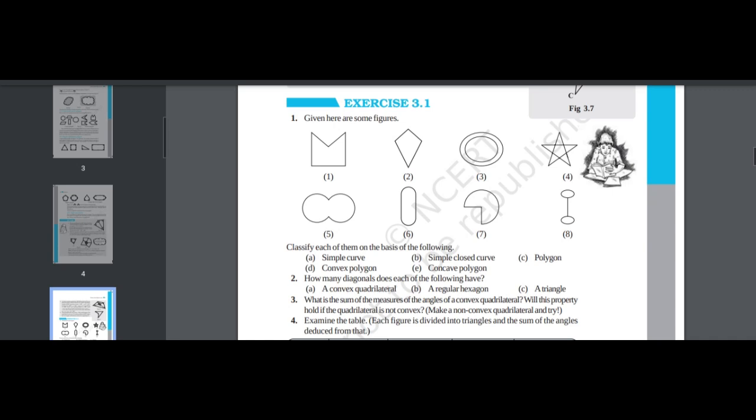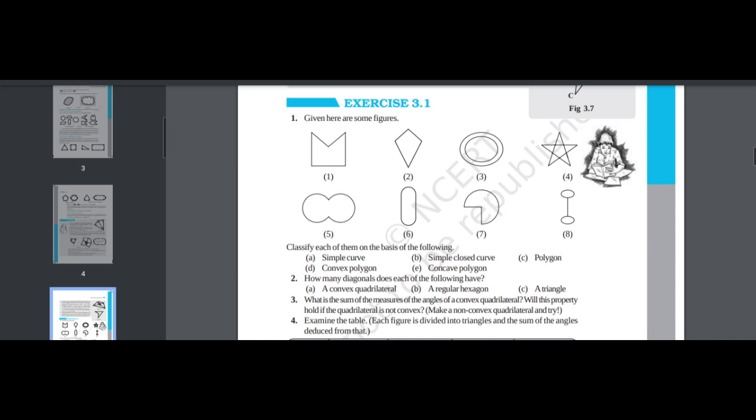First we have the options: A, simple curve; B, simple closed curve; C, polygon; D, convex polygon; and E, concave polygon. So figure 1 is which? Is it a polygon? Is it a simple curve? Is it a simple closed curve, or a convex polygon, or a concave polygon? It is a concave polygon.